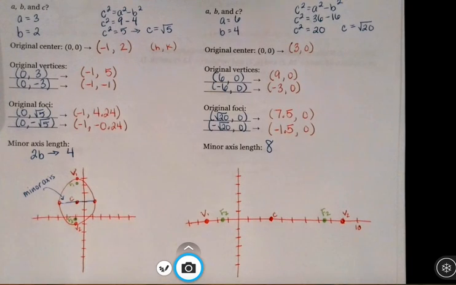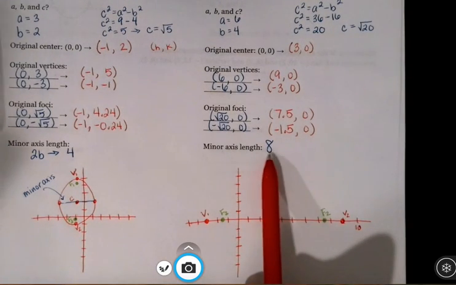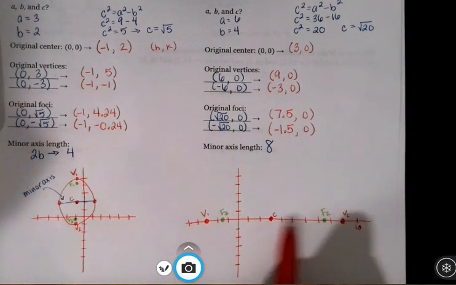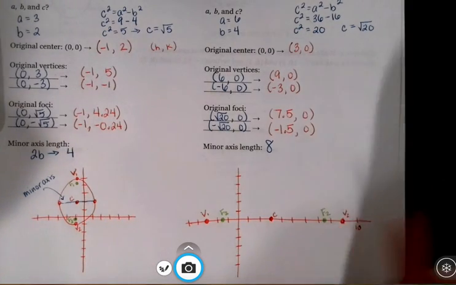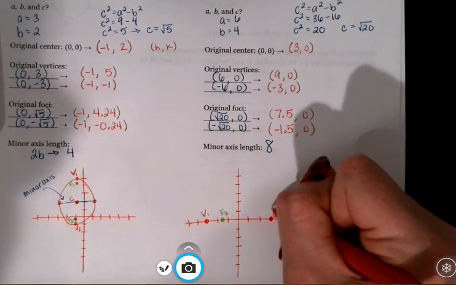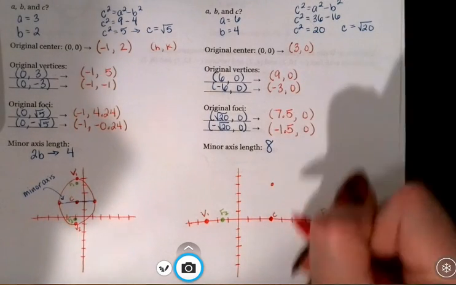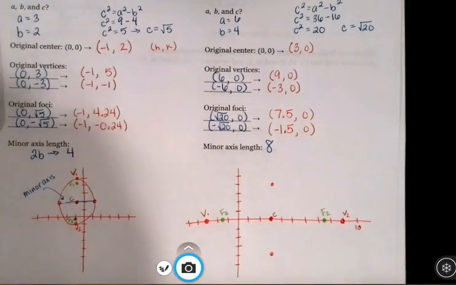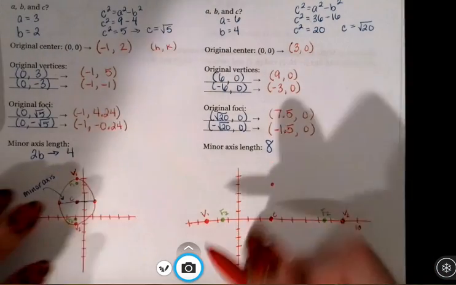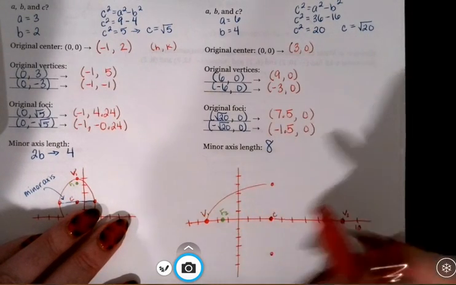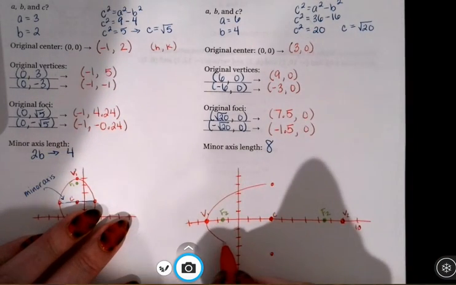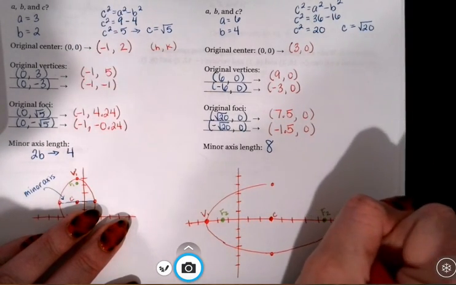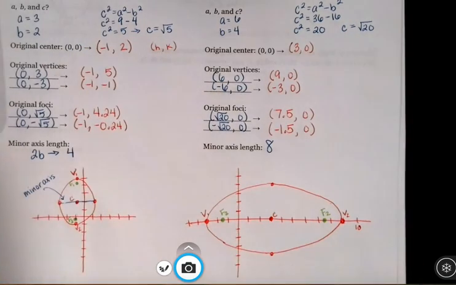And then to figure out how wide my minor axis is, the length is 8, so starting at the center, I'm not going to go left and right because those are where my vertices are. I always want to go opposite. So I'm going to go up and down this time. I want to go 4 in either direction to get a total length of 8. So 4 up and 4 down. And we can make our ellipse. Not the greatest, but it's okay.